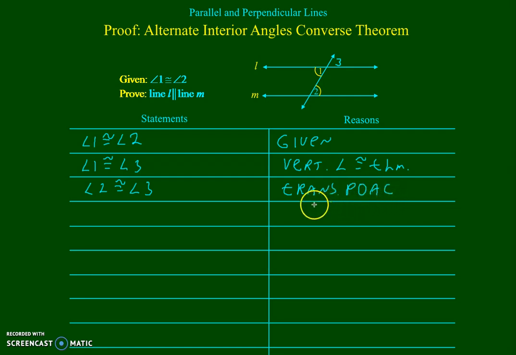Now we only have one more step to make. Now that we know that angle 2 is congruent to angle 3, and we know that angle 2 and 3 are corresponding angles, now we can say our final statement that line L is parallel to line M, and the reason for that would be the corresponding angles converse postulate. So hopefully you didn't find that too terribly distasteful.